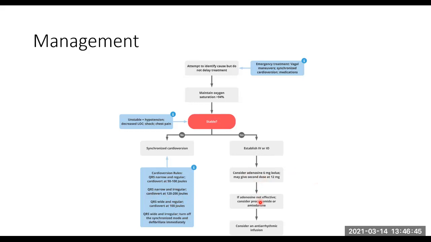We'll get to these more complex topics later on in the discussions. But for right now, amiodarone is probably the one that you need to look at. Okay. And then remember, you start to cardiovert at 100 joules.